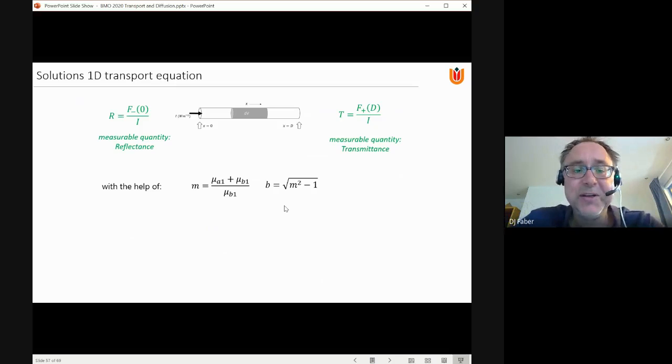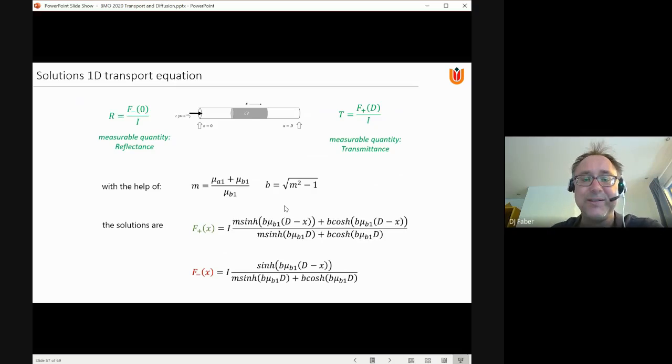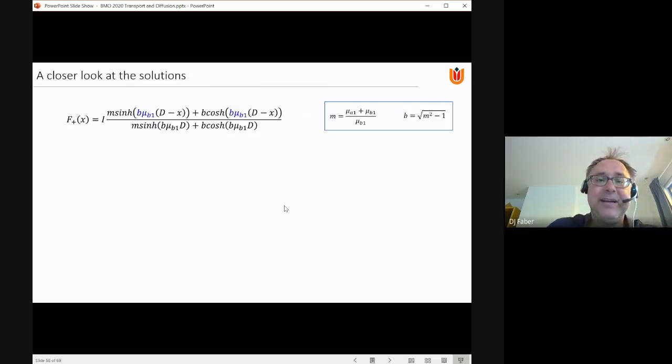If I define help variables, so the variable m is mu a plus mu b divided by mu b, and the variable b is the square root of m squared minus 1. Seems a little bit arbitrary at this point, but if we define these help variables, then we can find the solutions. And here they are. The flux in the positive direction is a complicated expression, and the flux in the negative direction at a certain point x is also a complicated expression.